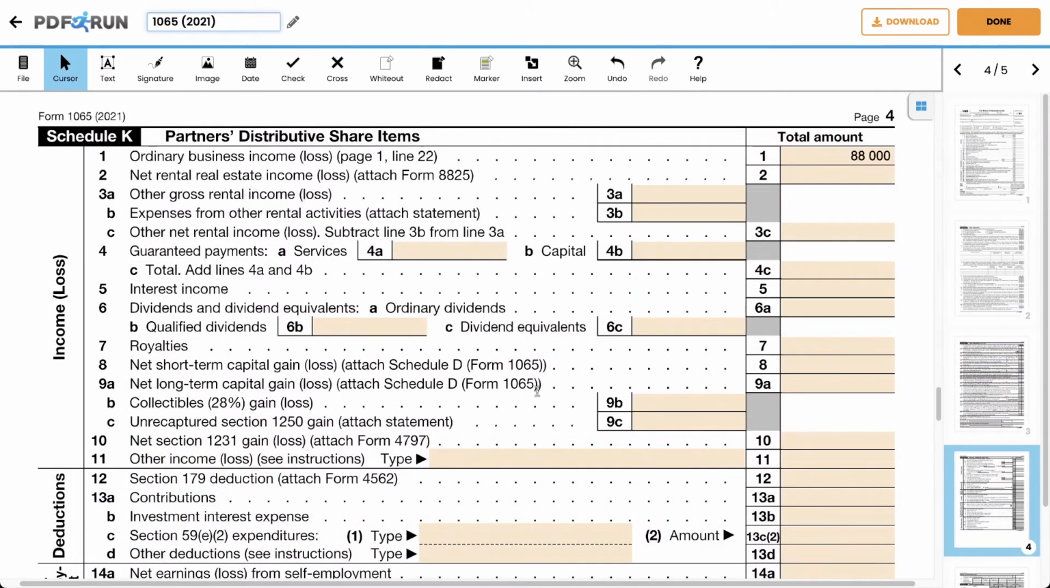Schedule K. Partners' distributive share items. Income or loss. Line 1.